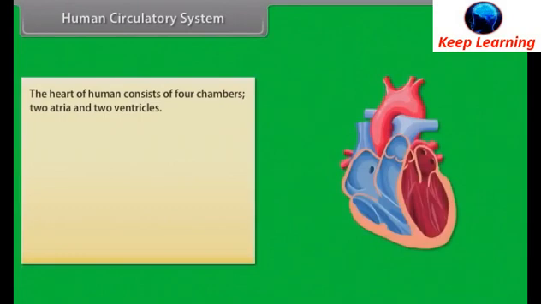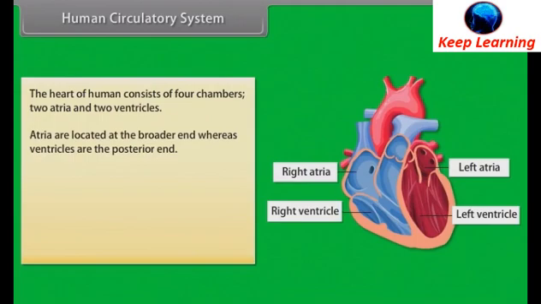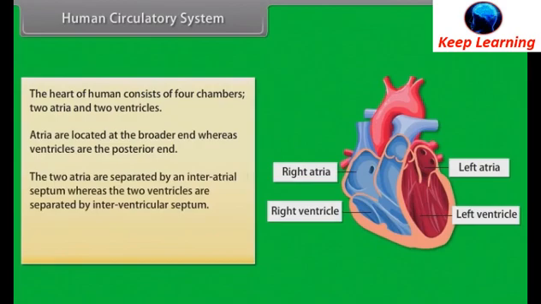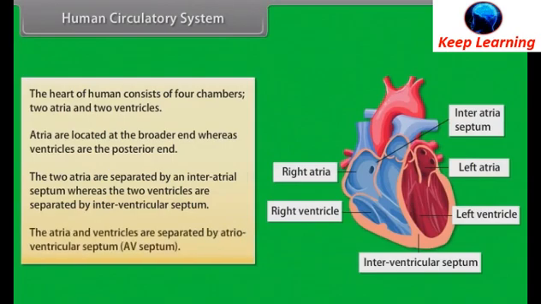The heart of human consists of 4 chambers, 2 atria and 2 ventricles. Atria are located at the broader end, whereas ventricles are at the posterior end. The 2 atria are separated by an interatrial septum, whereas the 2 ventricles are separated by the interventricular septum. The atria and ventricles are separated by the atrioventricular septum.